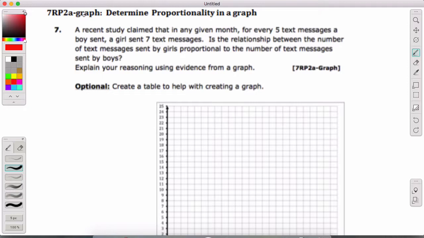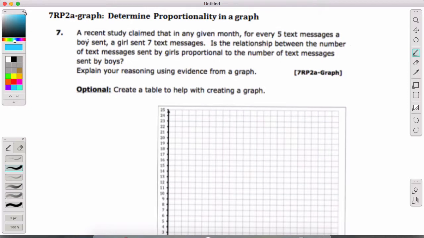So the question from this page is on page 3 of your interim, and it states, a recent study claimed that in any given month, for every 5 text messages, and it says for every, so that tells me there's going to be a rate. For every 5 text messages a boy sent, a girl sent 7 text messages. Is there a relationship between the number of text messages sent by girls to the number of text messages sent by boys? So that's telling me there's a rate or a ratio going on.